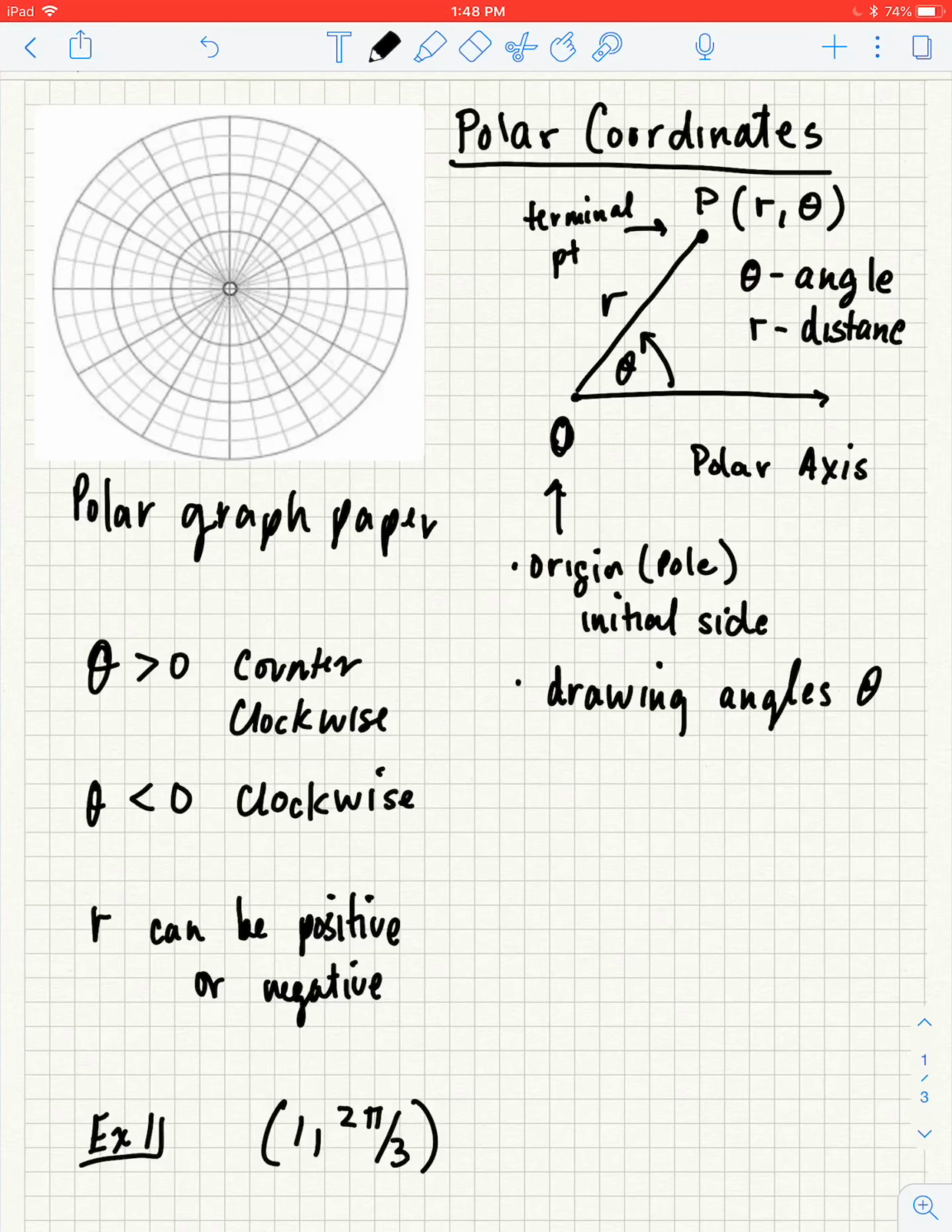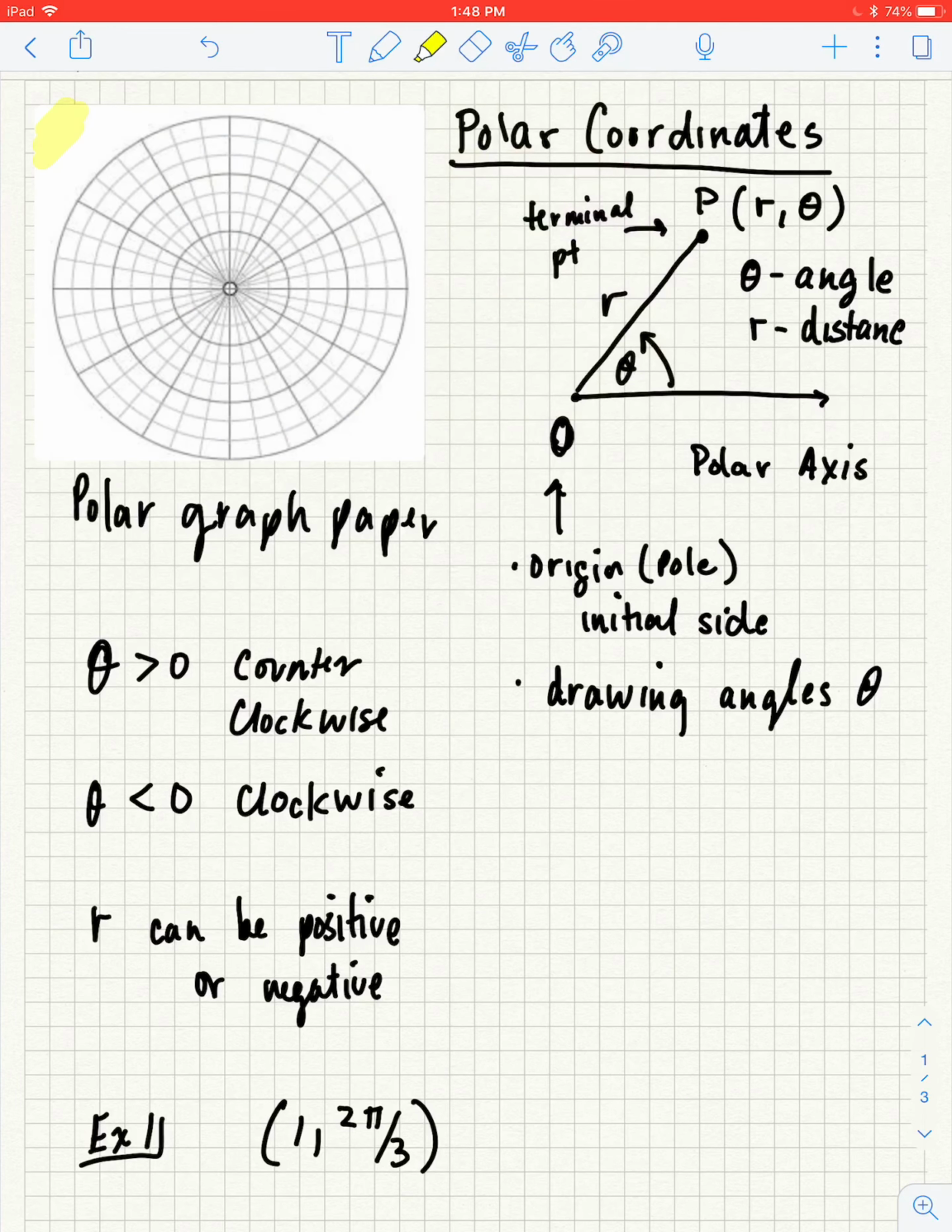All right, guys. So next topic that we're going to get into is something called polar coordinates or polar curves, and this is polar graph paper right here, where you don't really have the rectangular grid anymore. Now it's more of a spiral grid, which I'll talk about in a second. So, a couple things when you're doing this.